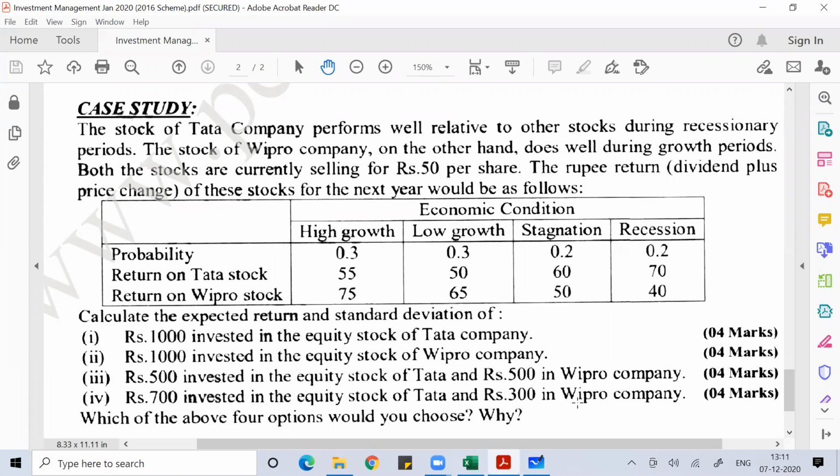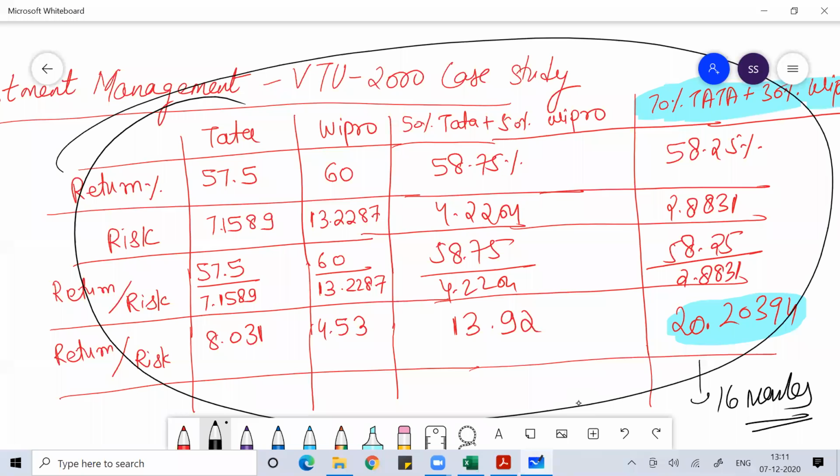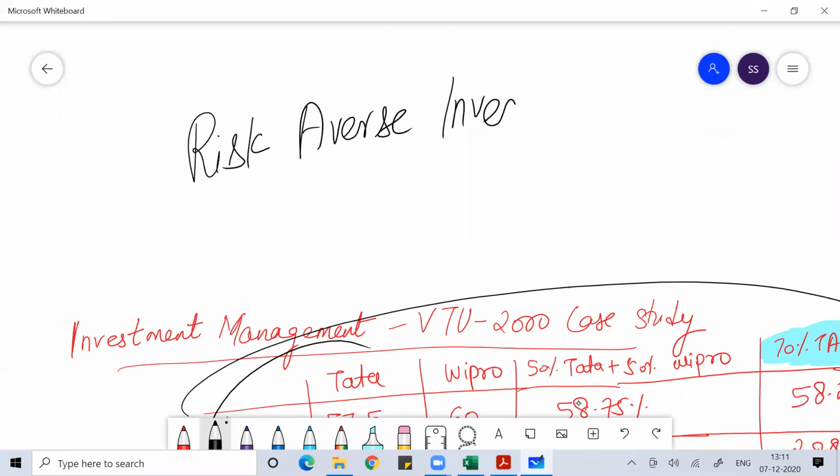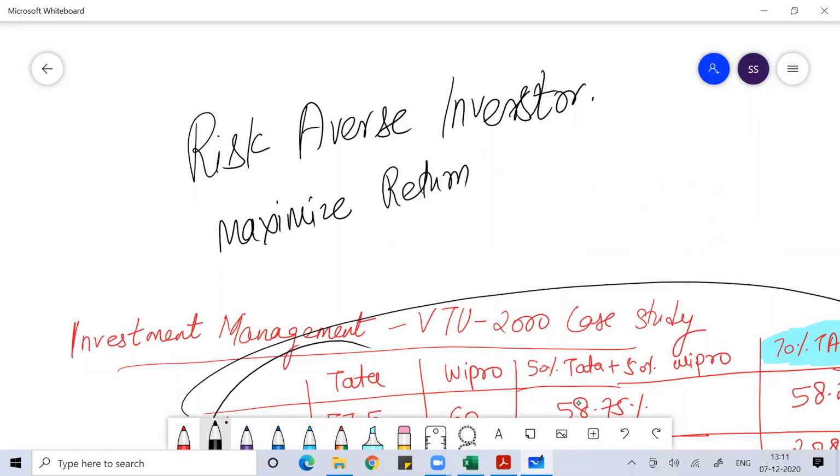Which one will I choose? I choose the fourth option. Why will I choose it? Because it is a general assumption that all investors are risk averse. Risk averse investors means we all want to maximize our return with the minimum possible risk.